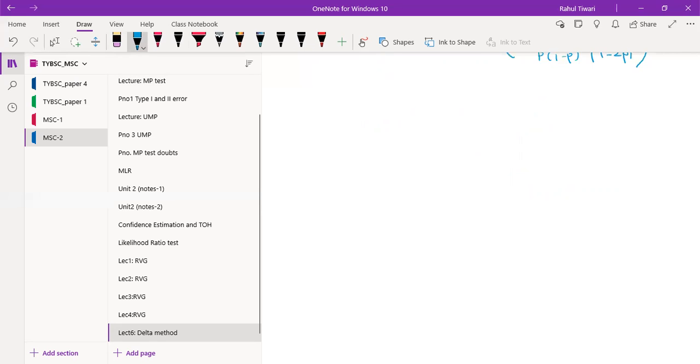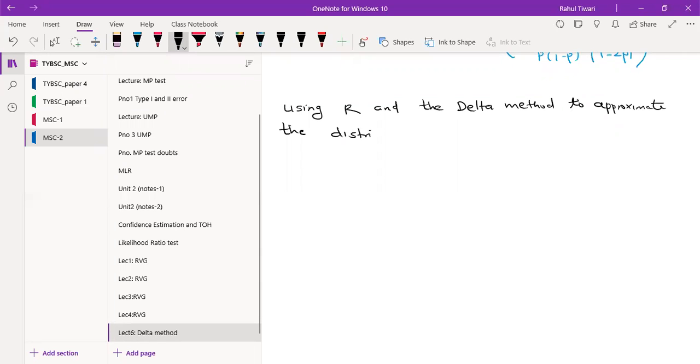So let us consider how one can use R and the delta method to approximate the distribution of a function of the sample mean. Okay, so we'll consider the delta method to get the distribution of a function of my sample mean.